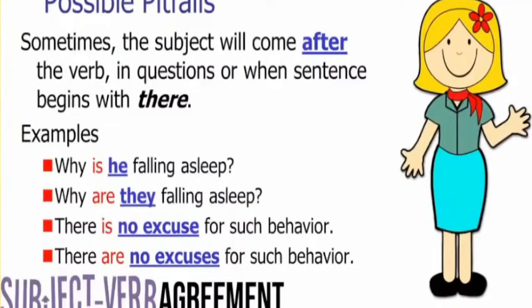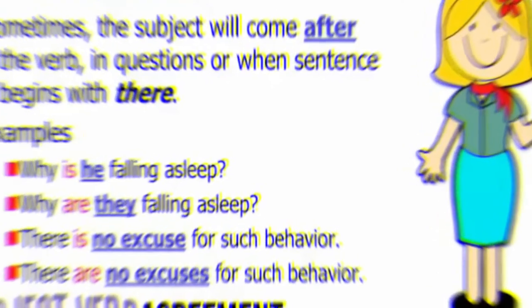Why is he falling asleep? "Is" kasi yung he ay singular. Why are they falling asleep? "Are" kasi yung they ay plural. There is no excuse for such behavior. "Is" kasi yung no excuse ay singular. There are no excuses for such behavior. "Are" kasi yung no excuses ay plural.